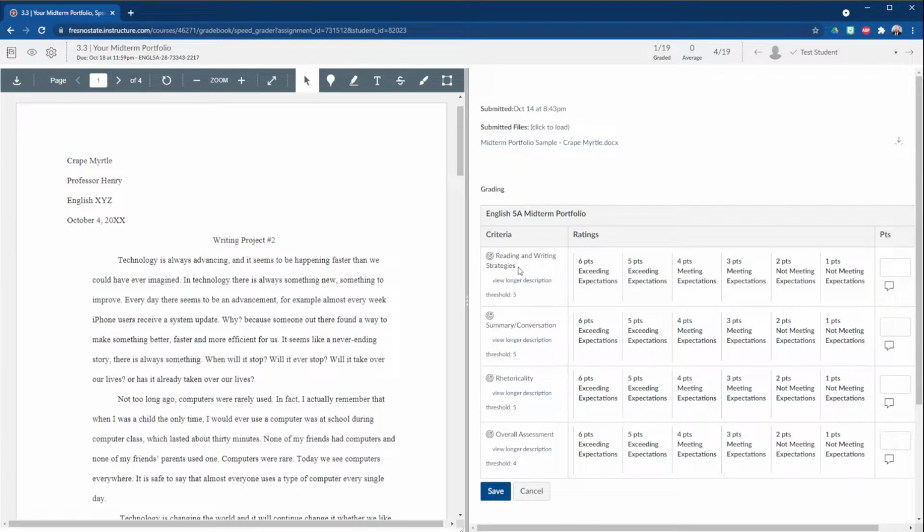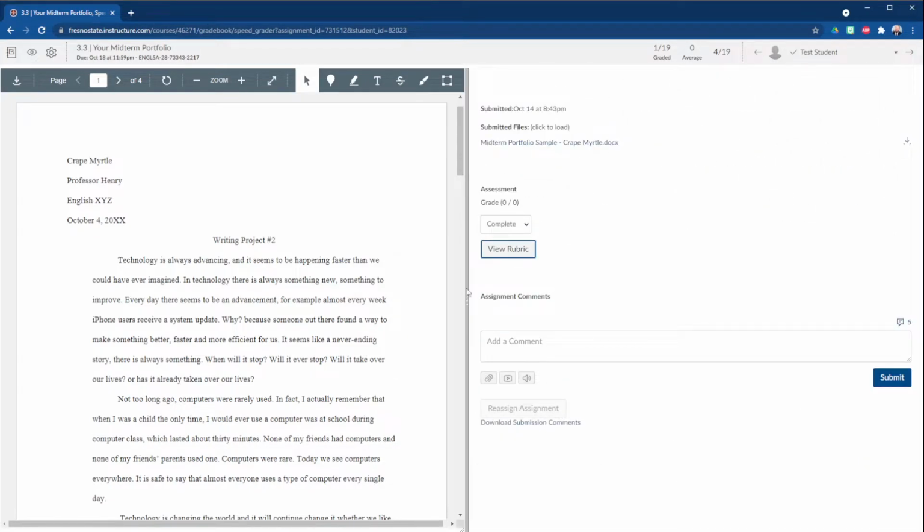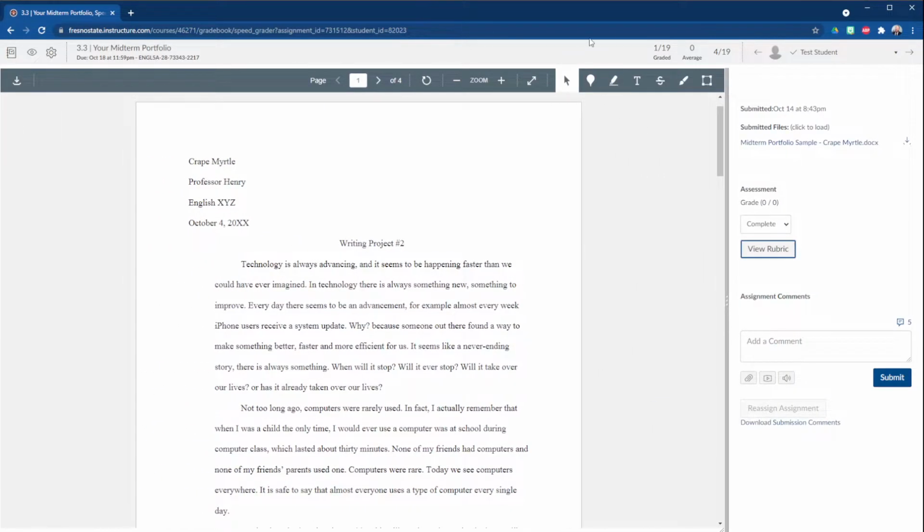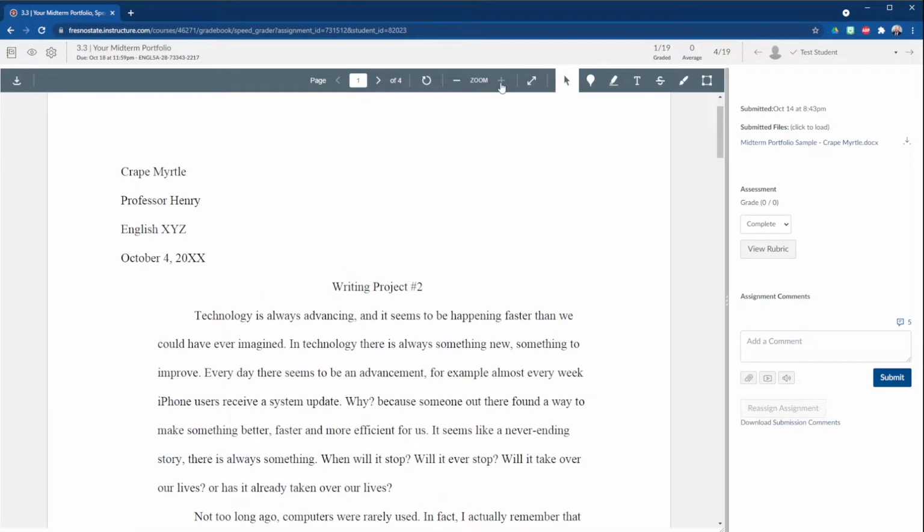And the criteria is made up of, in this case, a selection of our course learning outcomes, but in many cases, it will be all of our course learning outcomes. So when I get to the end of this paragraph, I want to see if I can find something in terms of reading and writing strategies, or summary conversation, or rhetoricality. That's the goal. But I'm going to go ahead and close this rubric for now because it's taking up a lot of screen space and I don't need to see it. Instead, I'd rather use that screen space to make my text a little bit bigger.